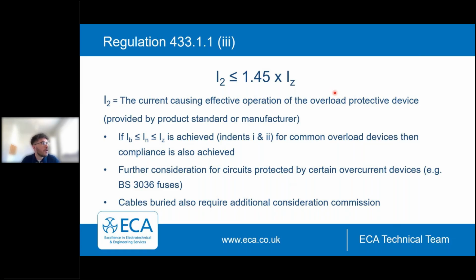So what that means is we've got a new term we've introduced here. I2 is the current causing effective operation of the overload protective device. Now, these values aren't as such within BS 7671. It would be a value of current, the I2 value, provided by either the product standard, so if you had a circuit breaker, BS EN 60898, as an example, or by the particular manufacturer of the protective device that you are using and selecting.